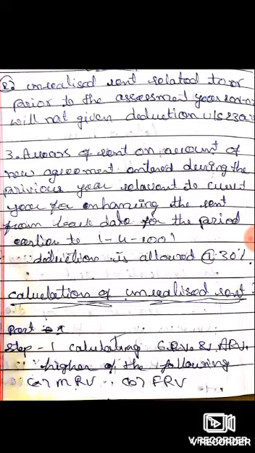So when unrealized rent becomes arrears, if the tenant and the owner enter into a new agreement on 1/4/2001 before, then deduction is allowed at 30% flat for arrears, which becomes unrealized rent. Now see, calculation of unrealized rent, part 1.